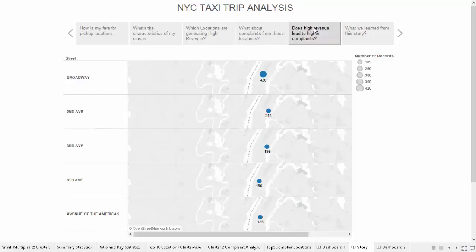Through the next visualization, we are trying to answer the question whether higher revenue leads to a higher number of complaints. So here you can see that the regions are sorted in descending order with respect to number of complaints. Broadway Boulevard has the highest number of complaints, but it does not provide the highest revenue, or is not even in the top 5 when it comes to the amount of revenue generated. So I think this is sufficient evidence to debunk the theory that higher revenue leads to higher complaints.